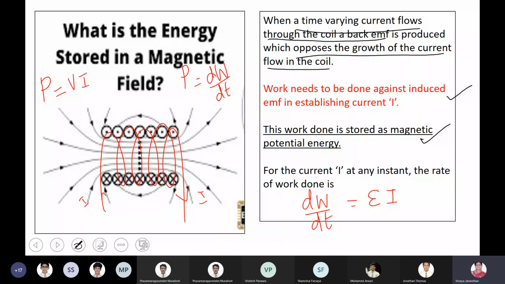For the current at any instant, the rate of work done is E into I, because rate of work is the power. Power is equal to the voltage into current. So here it is the induced EMF. dW by dt is the amount of work done per unit time so that a current of I ampere flows through the coil. Shall I move for the next one, boys? Mark this as equation 1, 12b.